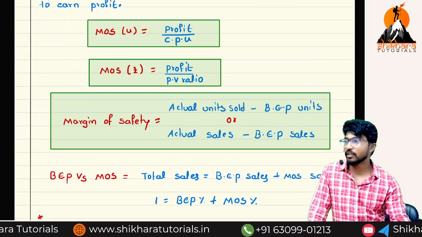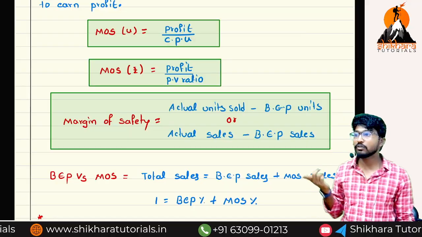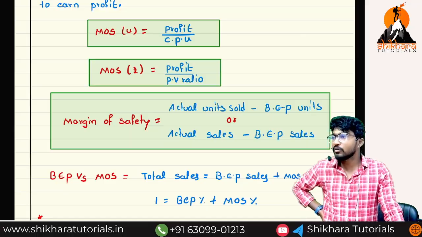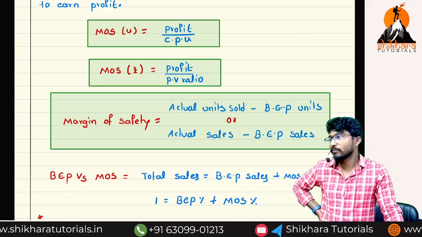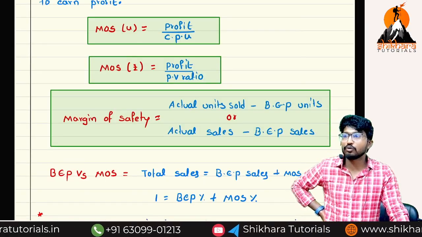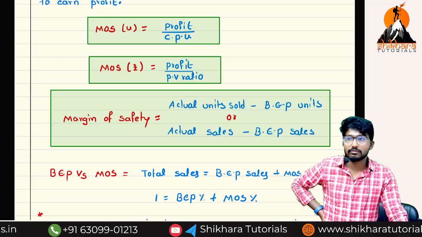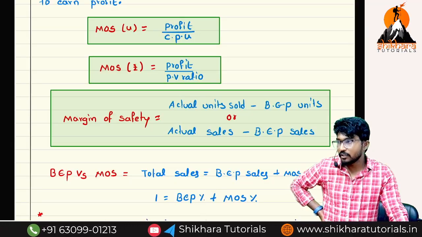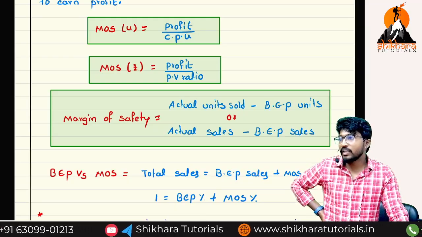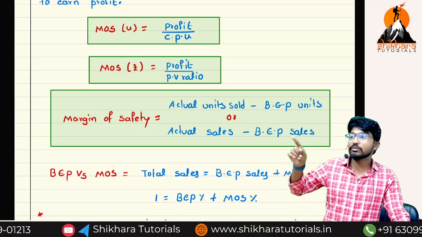Now what is the formula for MOS? For break even point we use fixed cost. For MOS we use profit. Same formula. In the place of fixed cost, we replace it with profit. Margin of safety in units is equal to profit divided by contribution per unit. Margin of safety in rupees is equal to profit divided by PV ratio.